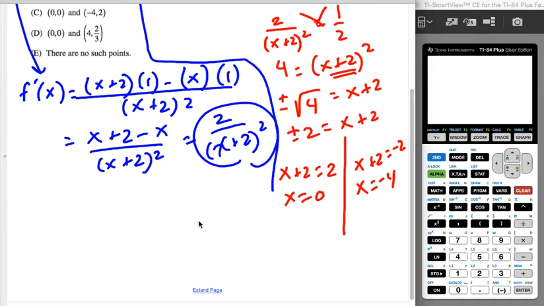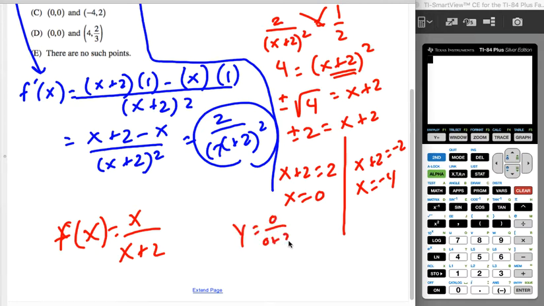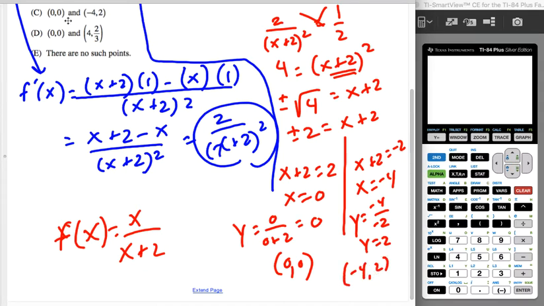Now, you should be careful to double check and actually get your y values, right? Your original f of x was x over x plus 2. So in this case, my y is going to be 0 over 0 plus 2, so just 0, right? So that's the point 0, 0. And in this case, my y is going to be -4 over -2, so my y is 2. So I get -4 comma 2, and that's C.